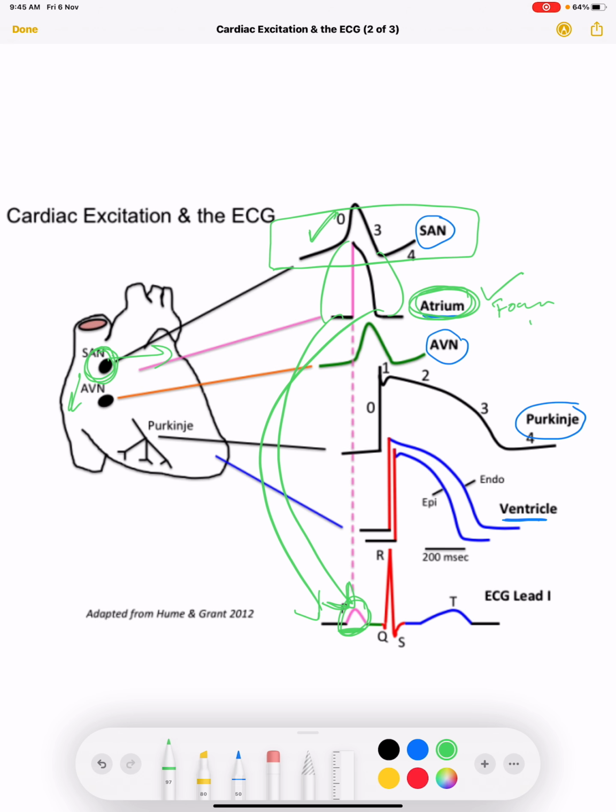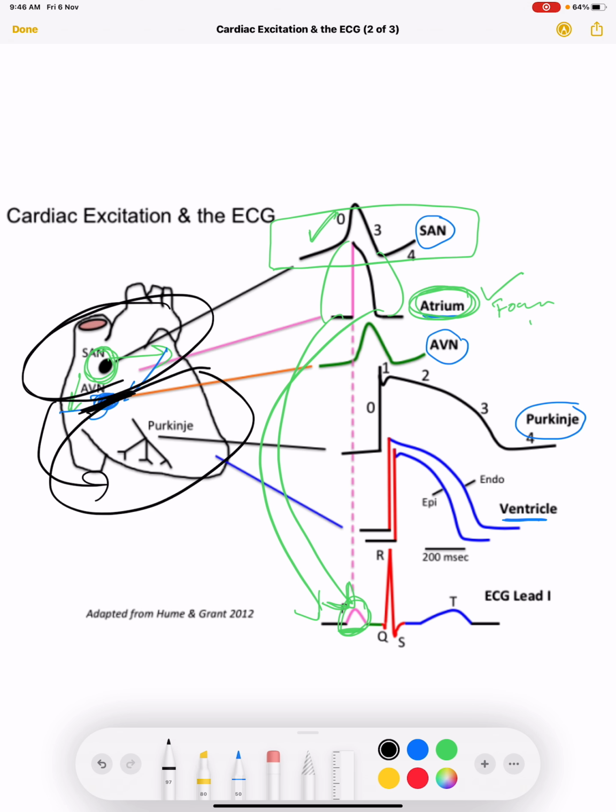Then impulse travels from atria and converges to our AV node. And we know that AV node has some delay in the impulse, and this delay helps atria to contract before ventricle, so that blood is pumped in the same direction from atria to ventricle and not vice versa.